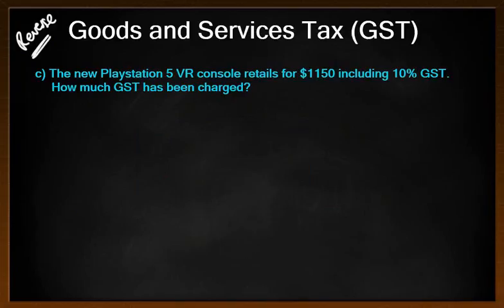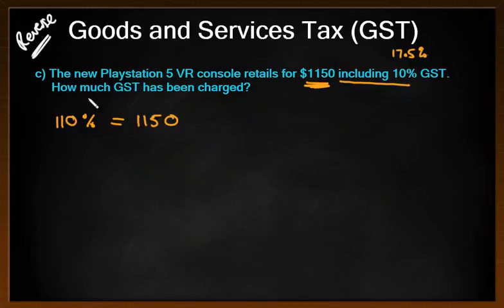All right, guys, welcome back. Hopefully you got the right answer. Let's have a quick crack at it. So we've got the new PlayStation 5 VR console retailing for $1,150, and this includes 10%. The minute I say includes 10%, that's the very first thing that I'm writing down. My 110% equals $1,150. Once again, if it's 17.5% for your VAT or something similar, 15% sales added tax, then you're doing 117.5 or 115. So it works either way.